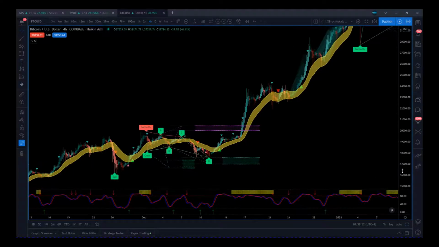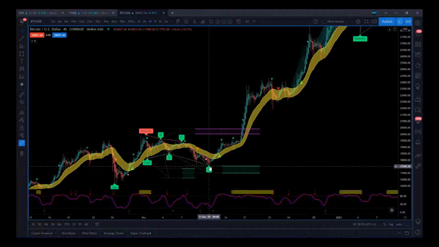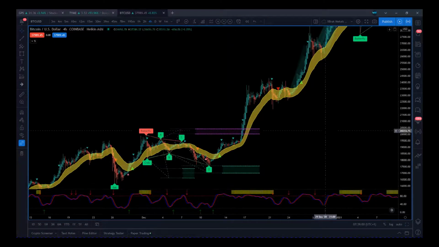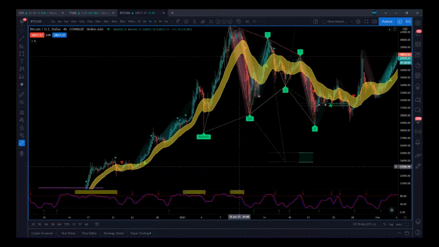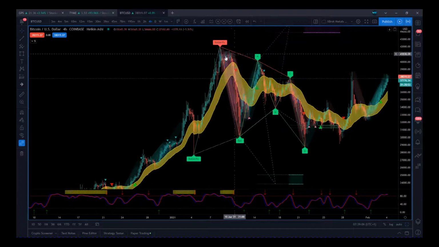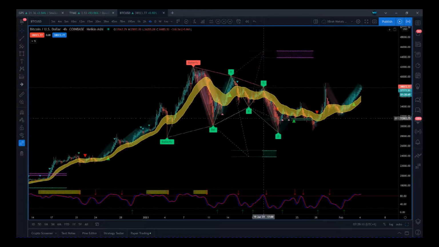So we don't get that many, but when they do come, look at this one from December. This crab pattern completes right at the top of this completion zone, around about $17,500, and look at the resulting trade. That's the move up to $41,000. Then we get two patterns that don't complete. Why? Because it's going sideways.